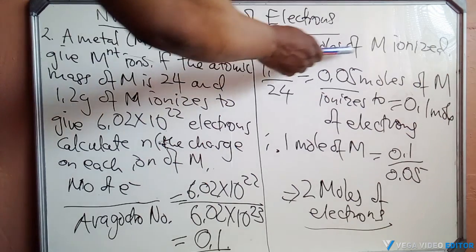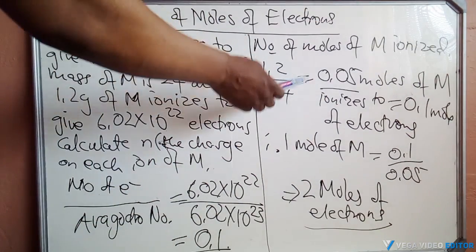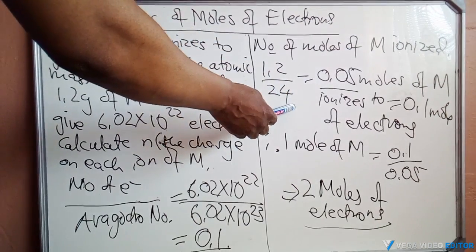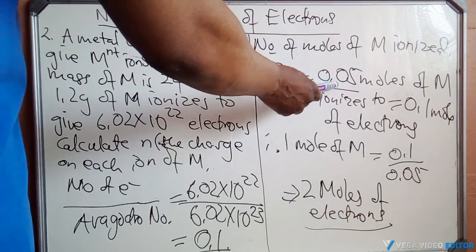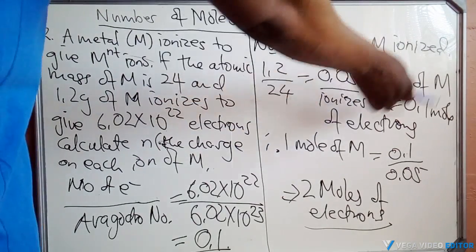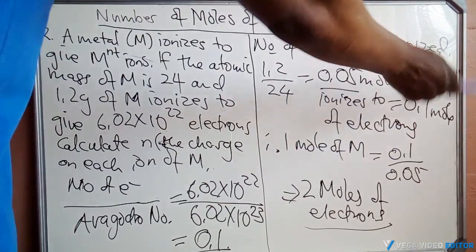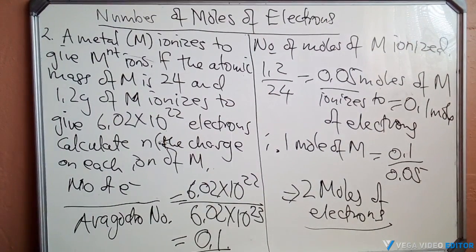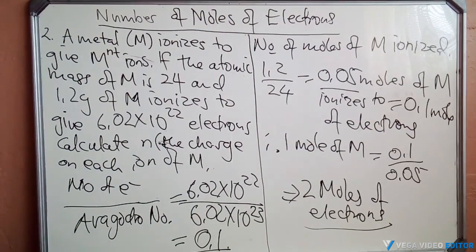Next, you find the number of moles of M that ionizes. So it was 1.2 grams over 24, which gives us 0.05 moles of M that ionizes to give 0.1 moles of electrons. So now 1 mole of M will give you 2 moles of electrons.